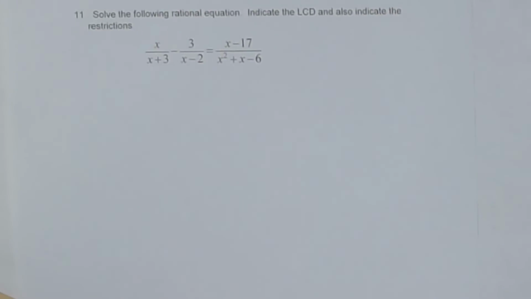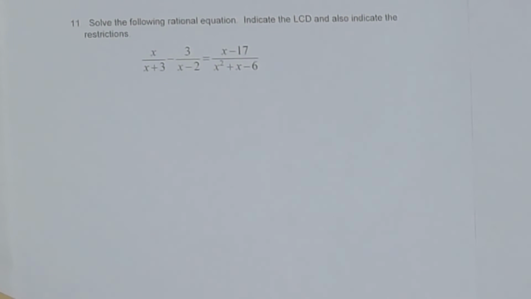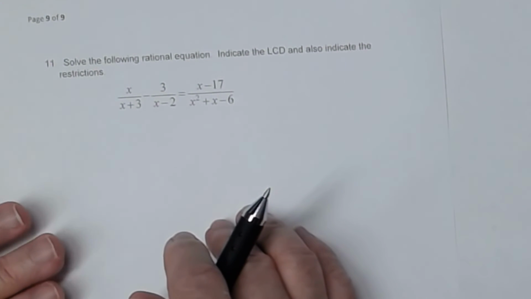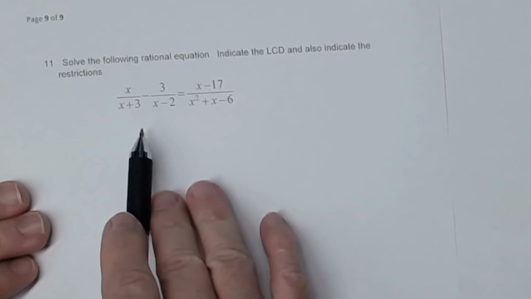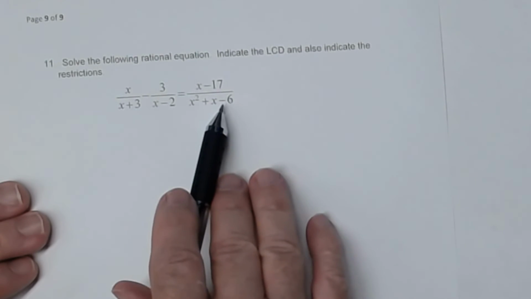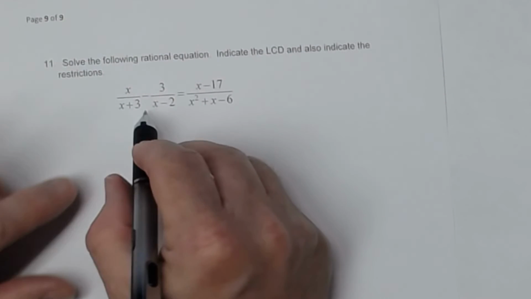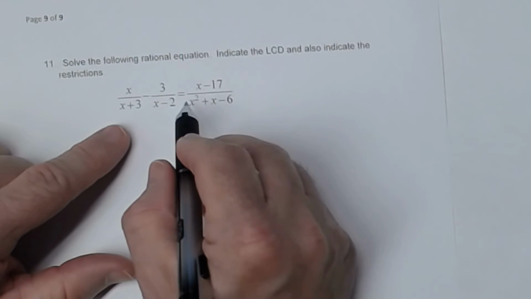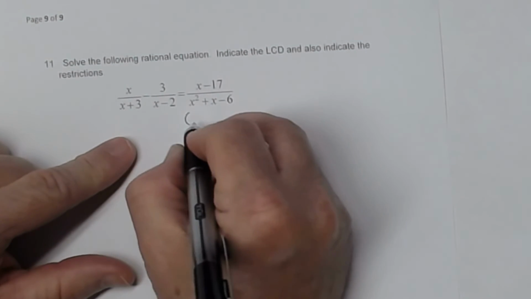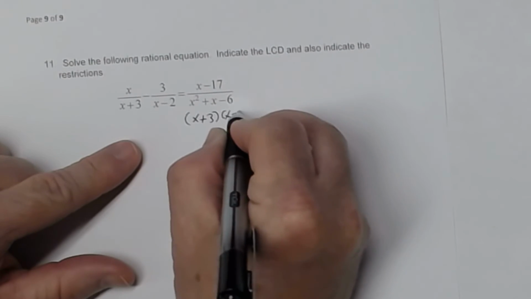Now let's look at number 11. Now number 11, you have another rational equation. And just like in the previous rational equation, number 3 I think it was, you're going to find the least common denominator. So just like previously, you're going to factor your denominators. Now x plus 3 and x minus 2 cannot be factored any further, but this quadratic expression here can. And so when you factor this, you're going to get x plus 3 times x minus 2.